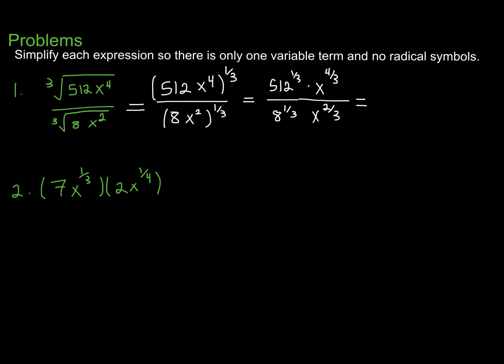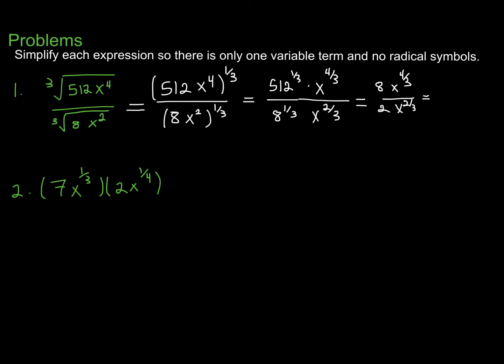This looks hairy right now, but it's about to get a lot simpler. You might not know this one off the top of your head, but it's a good one to remember here. 512 to the 1/3, remember, is the third root of 512. What can I multiply by itself 3 times to get 512? If you try some numbers out, you'll find that 8 works. So this is actually 8. So I have 8x to the 4/3 over, and what's 8 to the 1/3? Well, what can I multiply by itself 3 times to get 8? The third root of 8, which is just 2x to the 2/3.